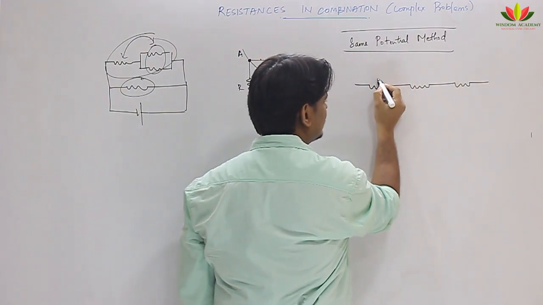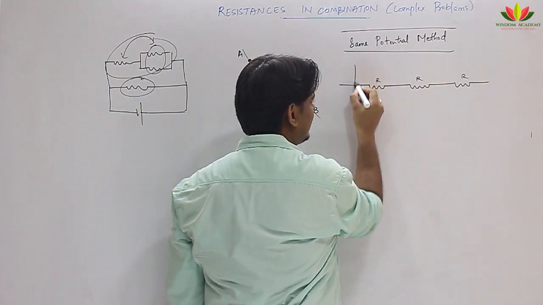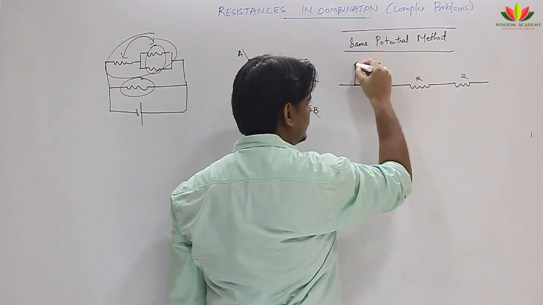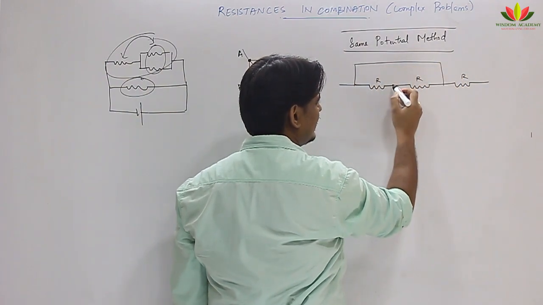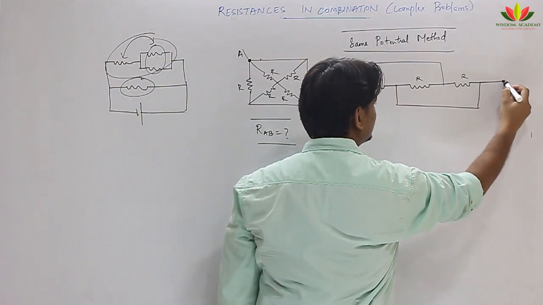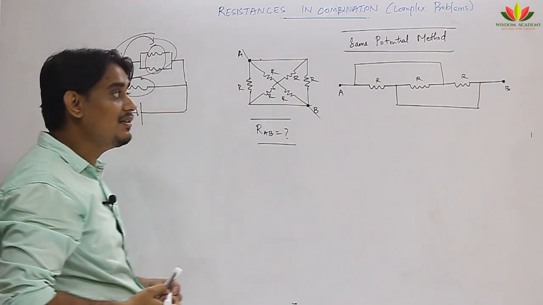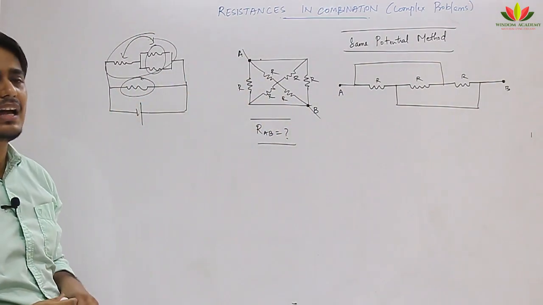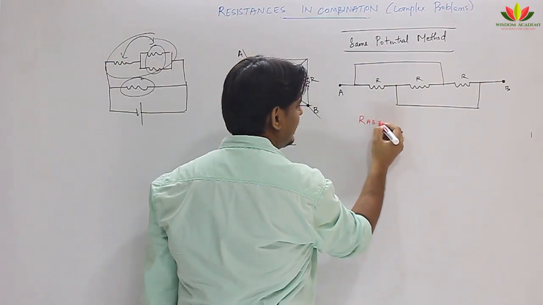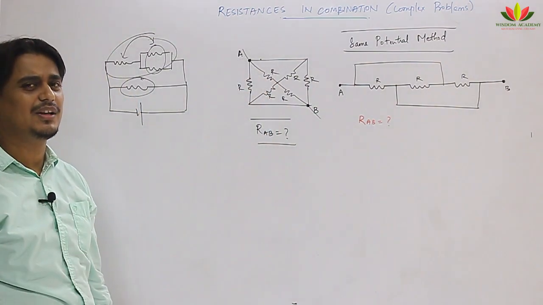there are three resistances of value R, R and R. Let one wire be connected from here to here. Let one wire be from here to here. Let this point be B. Let this point be A. And I want to find the R equivalent between A and B. So again, can you try to think what is in series or in parallel?